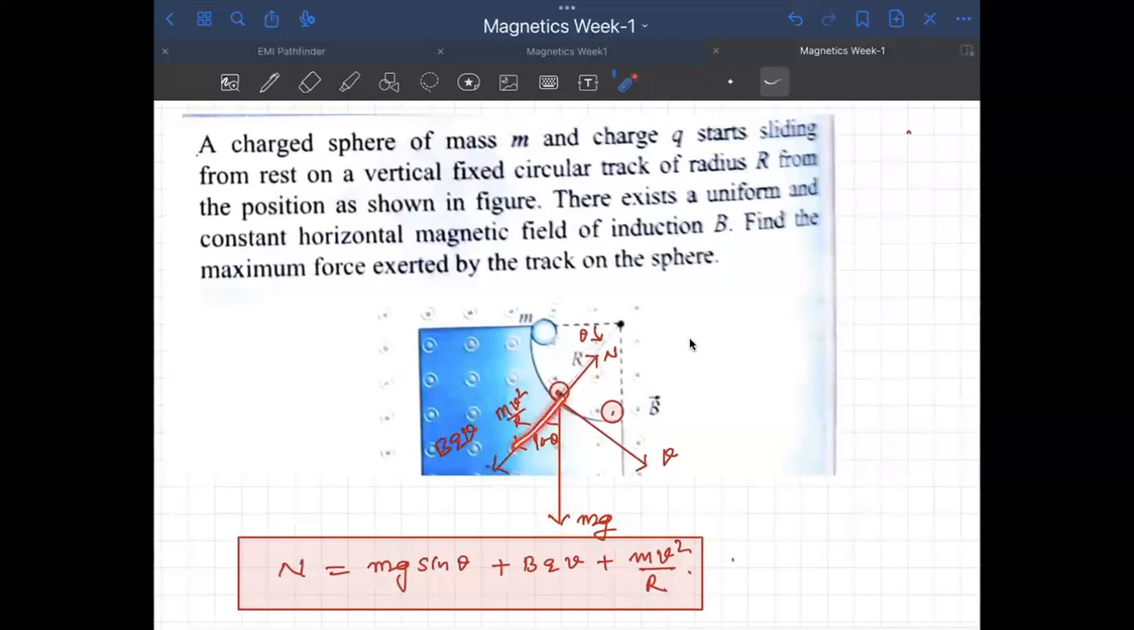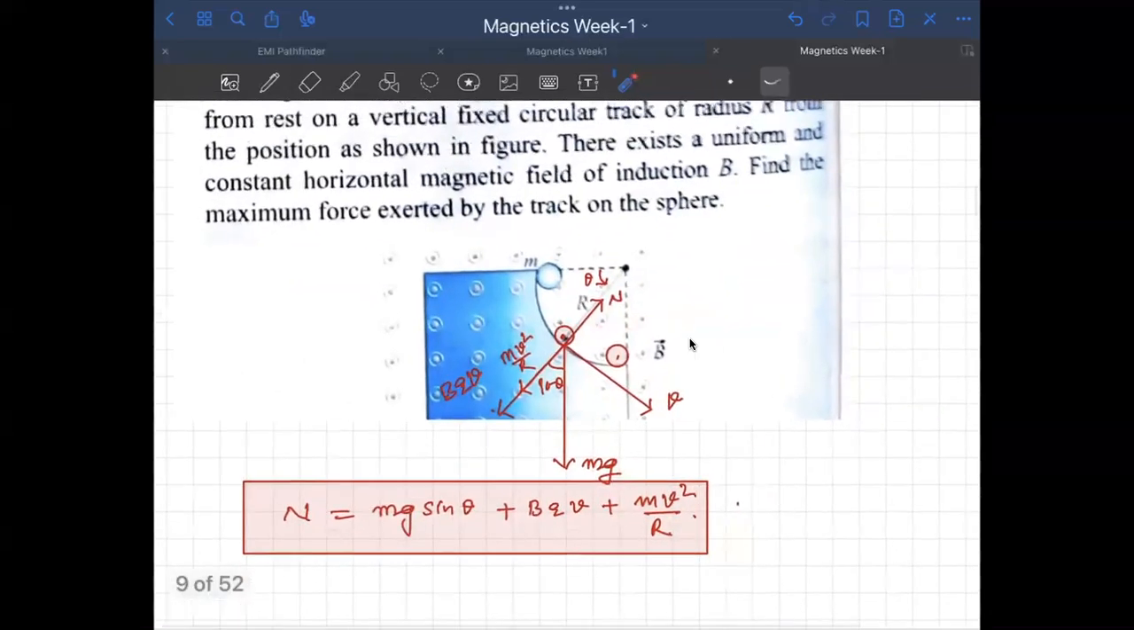In the rotating frame, additionally, you will have mv square by r. If this is theta, this is 90 minus theta. So what is the normal reaction here? If this is mg, this is mg sin theta, mv square by r, and Bqv. So the normal reaction is mg sin theta plus Bqv plus mv square by r. You give me v, I will give you everything. Find the maximum force exerted.